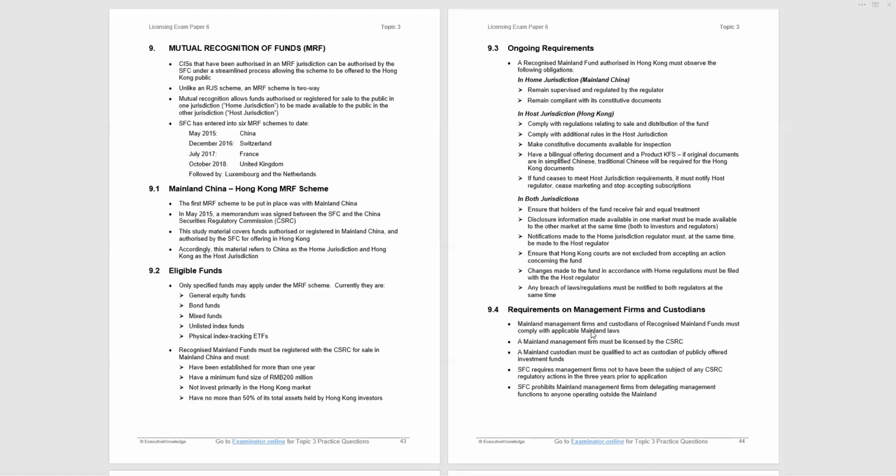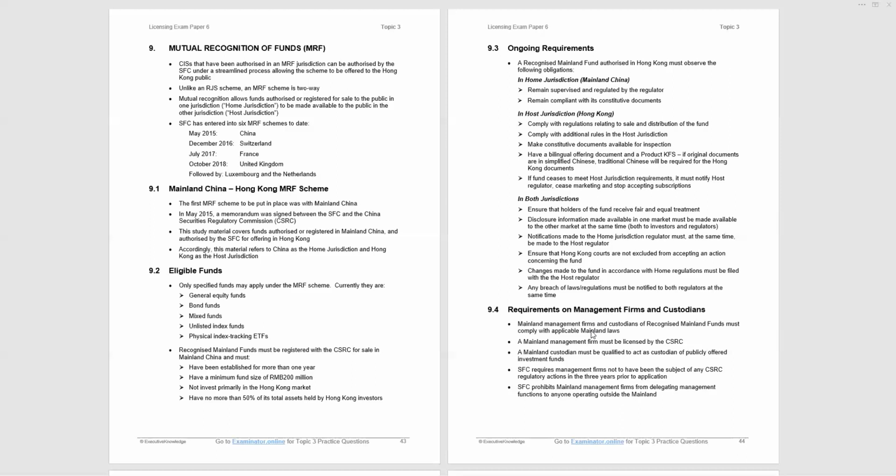Ongoing requirements, recognized mainland fund authorized in Hong Kong must observe the following obligations. So mainland funds being offered in Hong Kong, in China must remain supervised and regulated by the regulator, remain compliant with its constitutive documents, which I would suggest is common sense. And then in Hong Kong, comply with regulations related to sale and distribution of the fund, comply with additional rules that are in Hong Kong, make constituent documents available for inspection. Here we go, have a bilingual offering document and a product key fact statement.